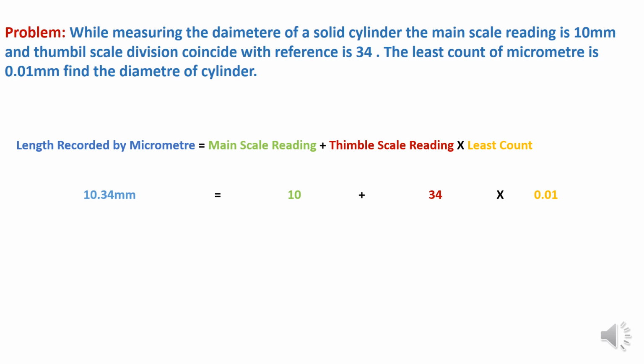So in this way we can use micrometer and vernier caliper. We also see one thing clearly: the least count for vernier caliper is 0.1 mm, meaning it can measure a minimum of 0.1 mm, while the least count for micrometer is 0.01 mm, meaning it can measure up to 0.01 mm. So the accuracy of micrometer is far better than vernier caliper.